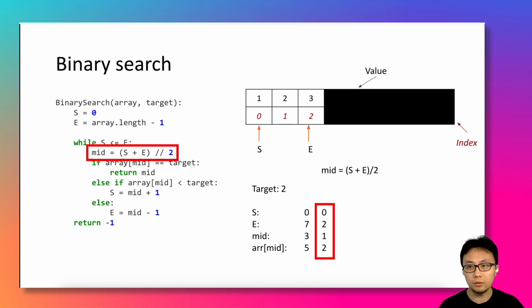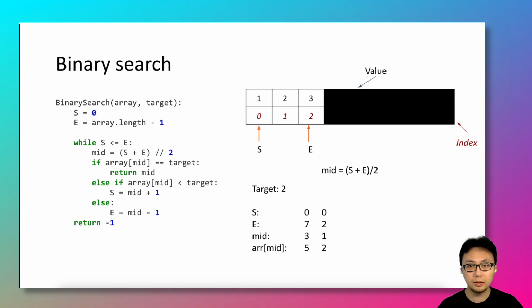which is index 1, whose corresponding value is 2. 2 is equal to the target, so we will return the index of 1. Then your job is done here. You see, it's much faster than traversing the whole array and comparing each element to the target. You essentially cut the array by half in each iteration of the while loop.